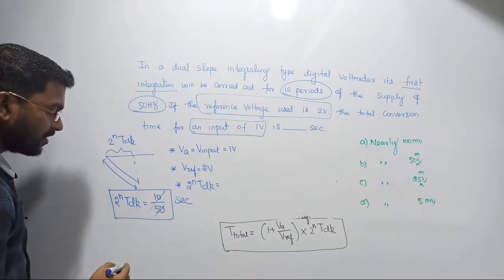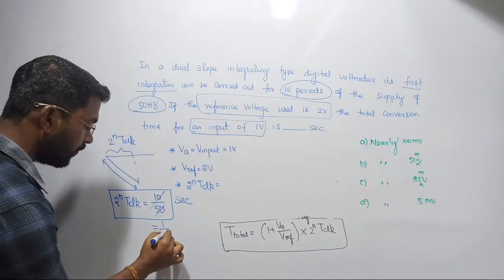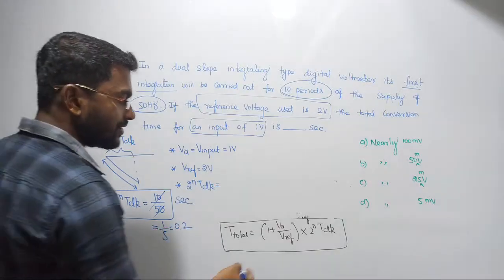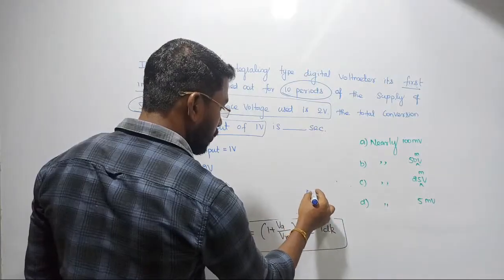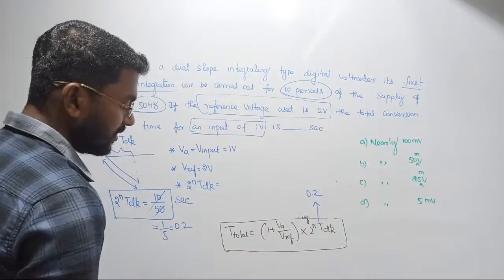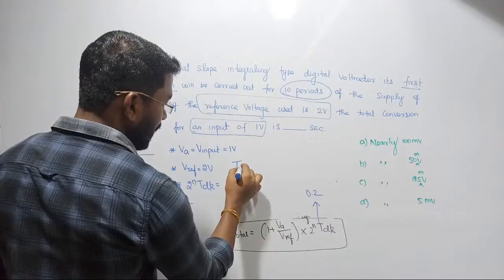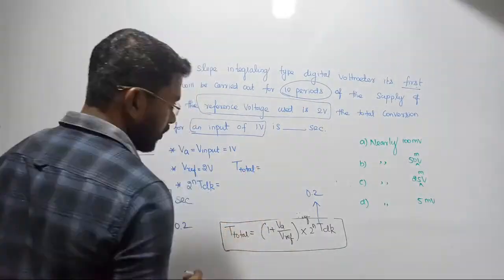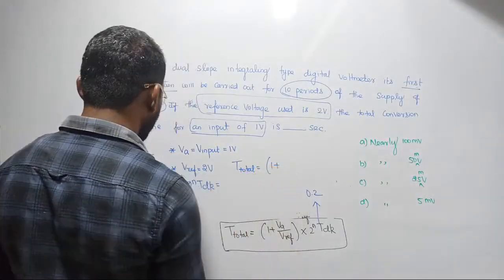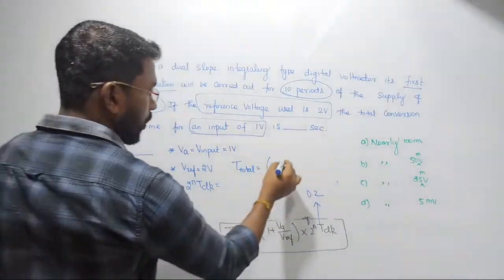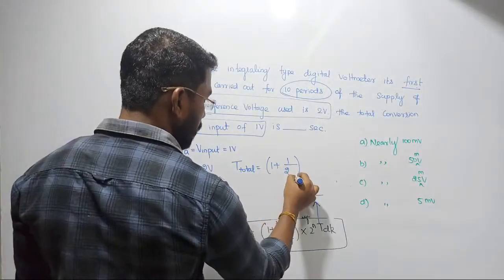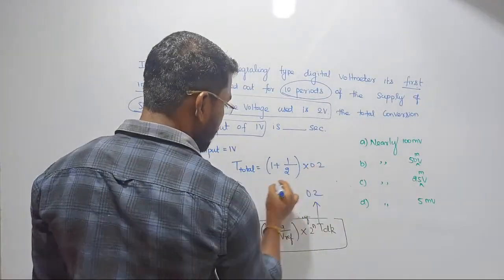Anyway, if you cancel this, it is going to be 1 upon 5, which is equal to 0.2. Finally, 2 power n times t clock is clearly defined as 0.2. Let us substitute all the variables. So the total conversion time is going to be 1 plus analog input voltage upon reference voltage. The input is 1 volt and the reference voltage is 2 volts, that is 1 upon 2, into 0.2. So what is the correct answer?